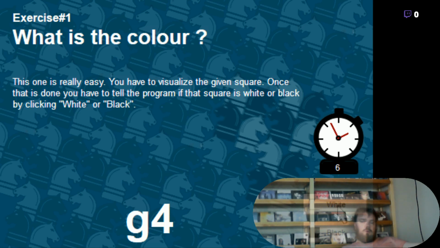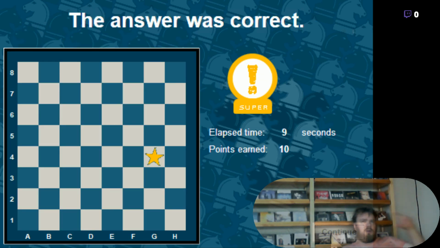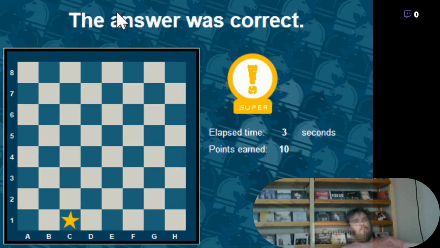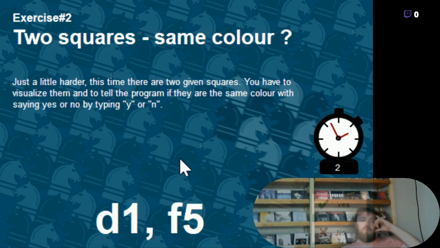F4 is black and G4 is next to it in diagonal to H5. And C1 is next to white queen. E8 is next to A8, G6 is below G7 and G8. Okay. So D1 and F5.